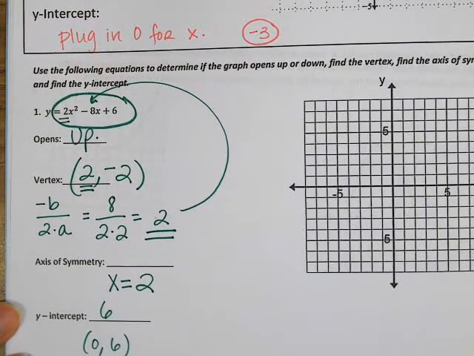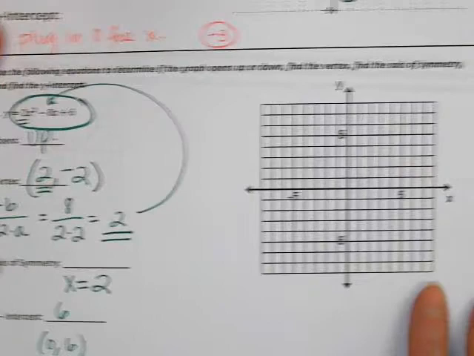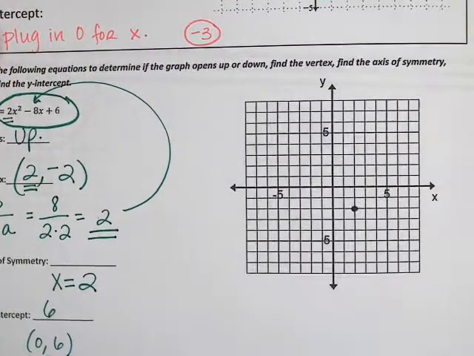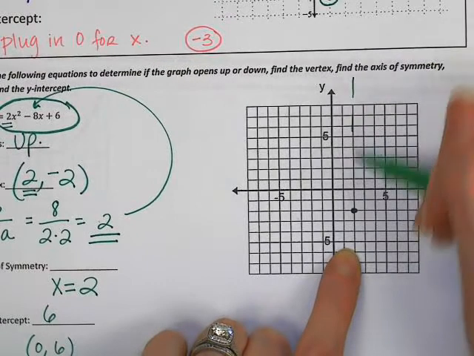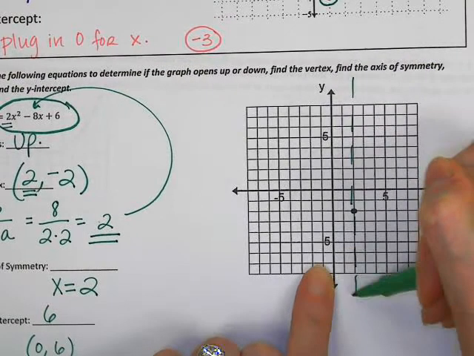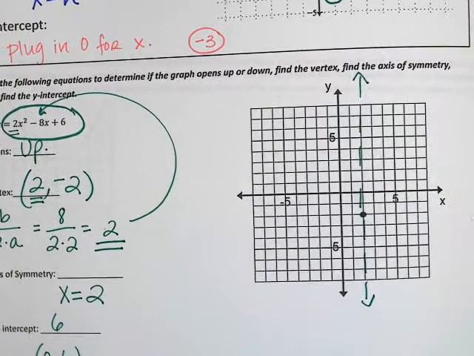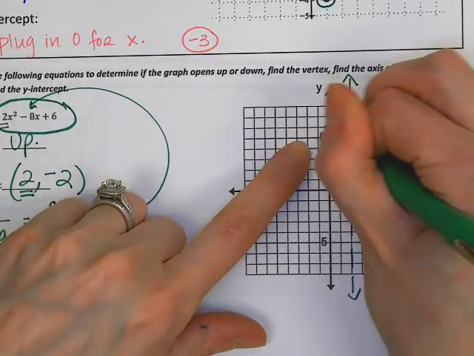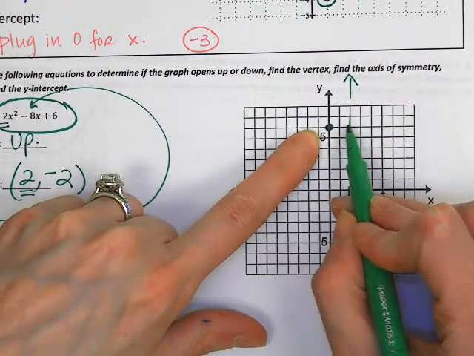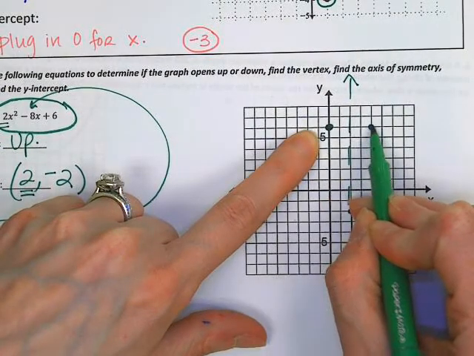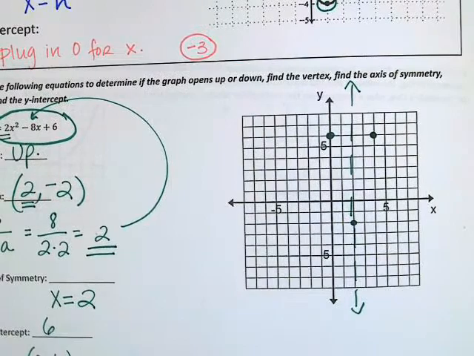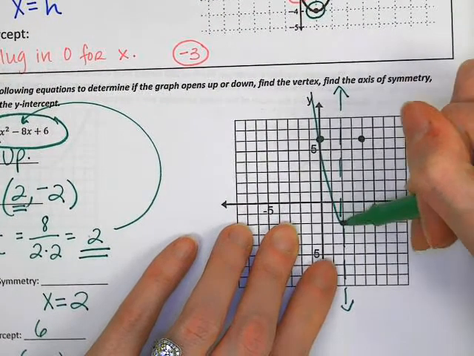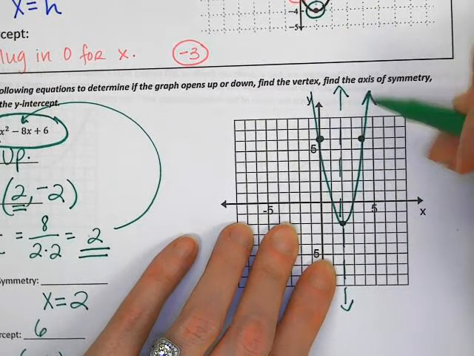All right, let's sketch a graph. So we have a vertex at 2, negative 2. We have the line of symmetry cutting it at negative 2, at 2. The y-intercept is at 6. And just like before, we get a free point on the other side of the line of symmetry. And that's all we need. 3 points. Connect the dots. Done.